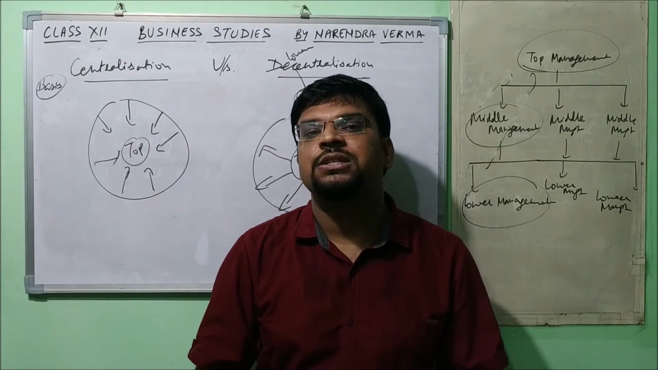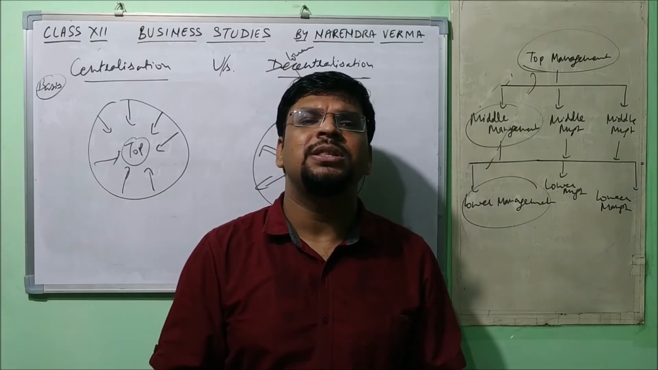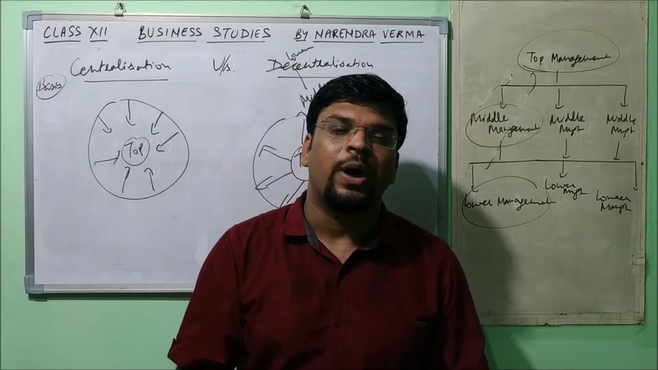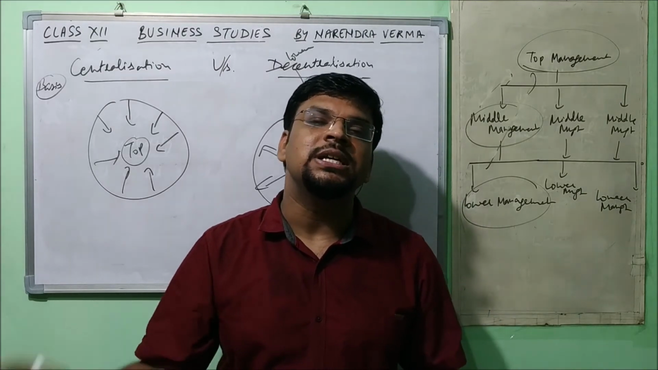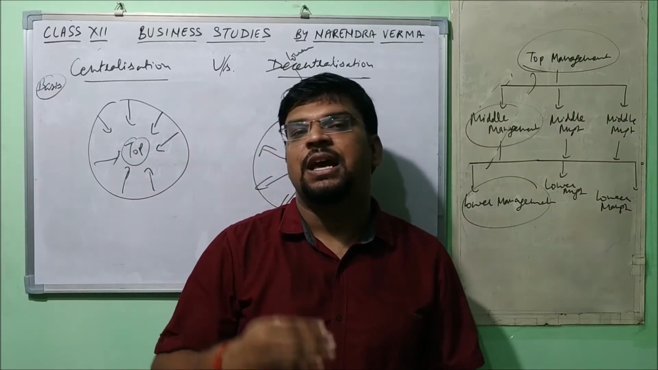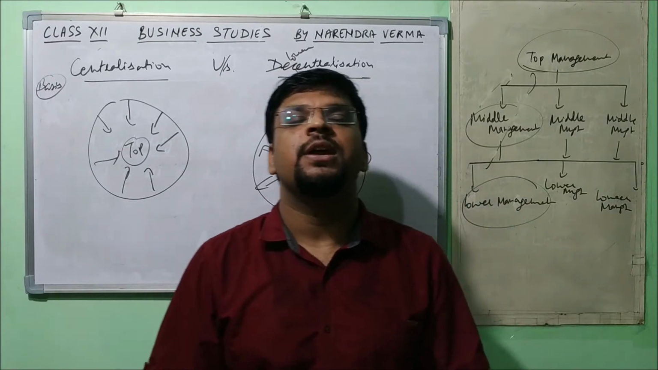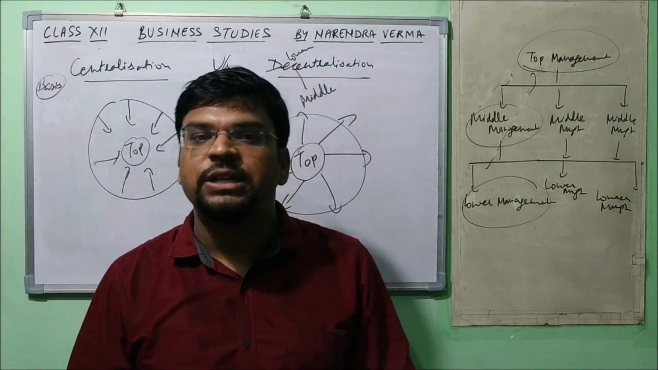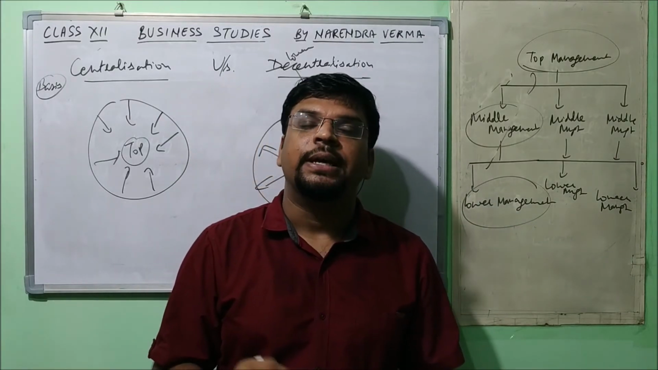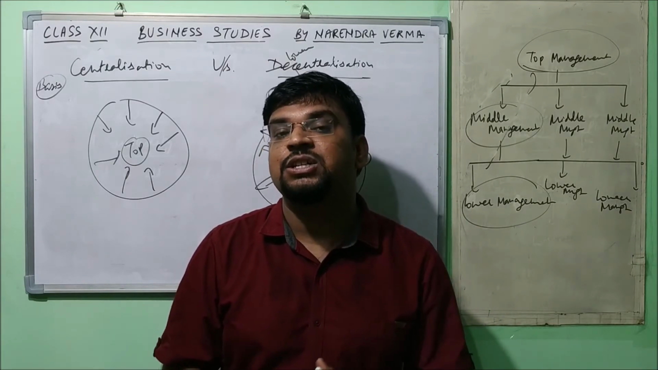Only then can the organization perform better. Complete centralization can be there only in a one-man business. But whenever the size of his business increases, he needs other subordinates, and at that point decentralization takes place, because he has to transfer some decision making power to his subordinates. Only then can he run the organization pretty well.